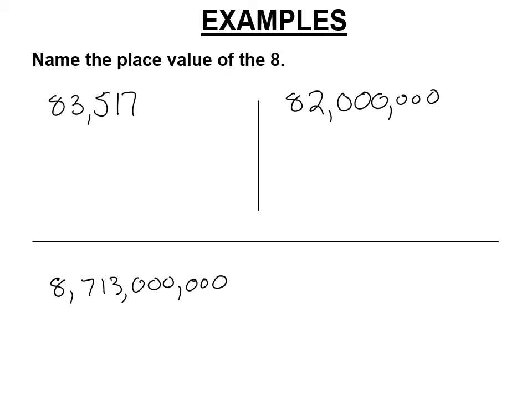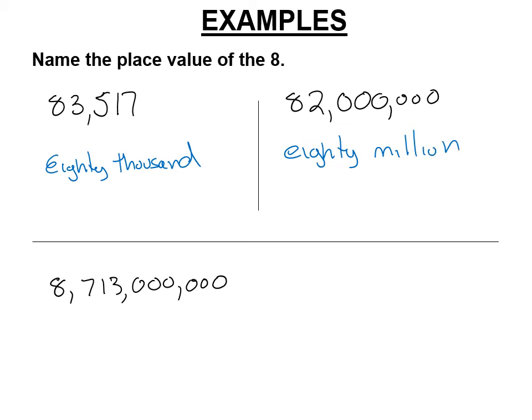All right, so I'm going to ask the same question just a different way. Name the place value of the 8. All right, so the 8 is there, so that is 80,000, right? Because you would say 83,517. This is 80 million, because that's 82 million right there. So what's the 8 worth in the last one? It's worth 8 billion, right? These are thousands, these are millions, and that's a billion. 8,713,000,000 is what that number is.